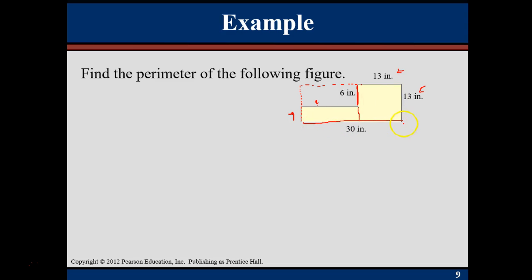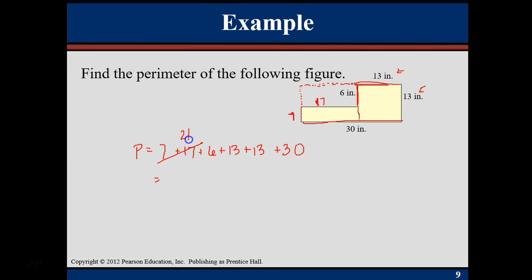This whole piece here is 30. If this piece has come in 13, if I was going to finish this piece off over here, that would be the same as if I finished this piece off underneath it. And so that would need to be 17 so that I can get up to the whole piece. Now I can add up all the sides. I have 7 plus 17 plus 6 plus 13 plus another 13 plus 30.